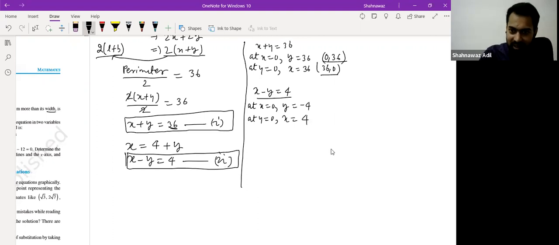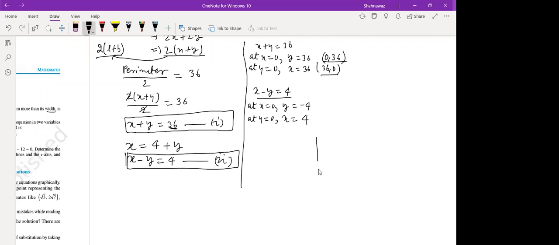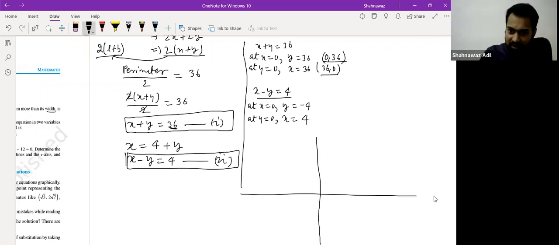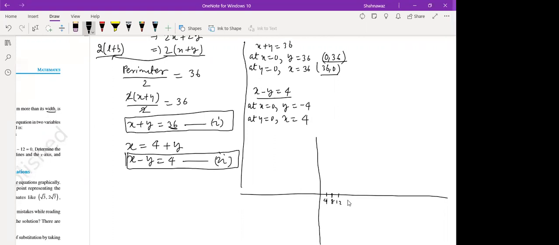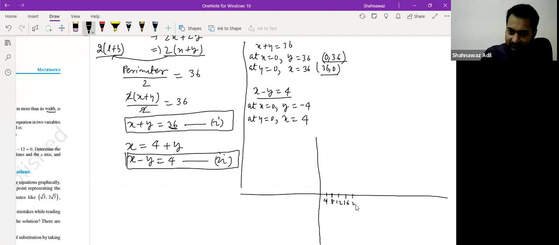Okay, so how do I plot the graph? I will take very small steps. 4, 8, 12, 16, 20, 24, 28, 32, 36, 40. And we have a minus one, so minus 4. Then again 4, 8, 12, 16, 20, 24, 28, 32, 36, 40. And this one we don't need.